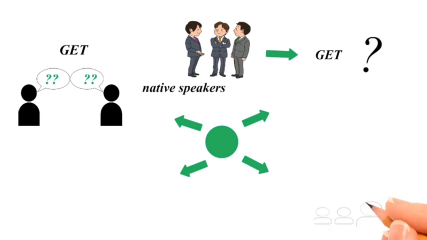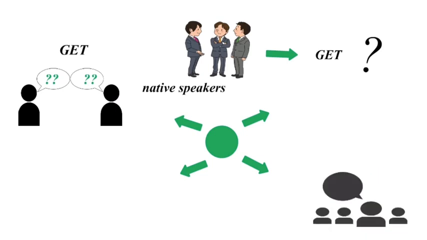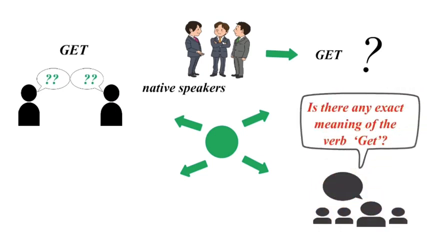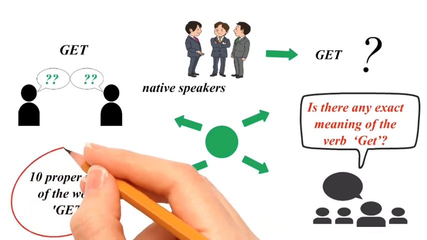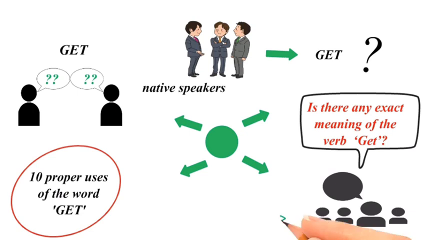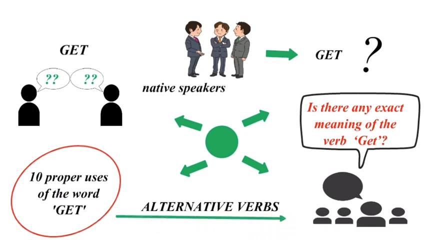And that is the reason you find it difficult to use while talking, since you can't find its one exact meaning. Do you still think it's quite confusing to use get in a sentence? Well, no worries. Today I'll tell you 10 proper uses of the word get. Basically, I'm gonna tell you certain verbs which can be replaced with the word get. Once you know these verbs, it will be easy for you to use get instead of these normal action verbs we tend to use.